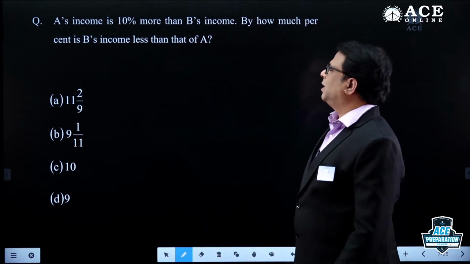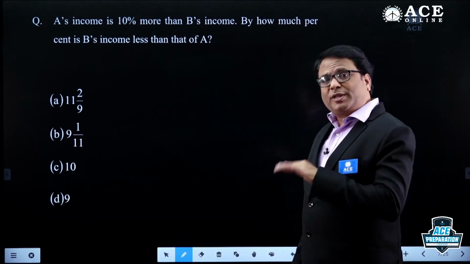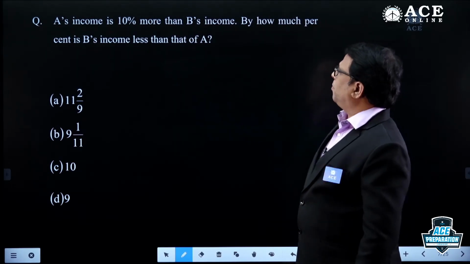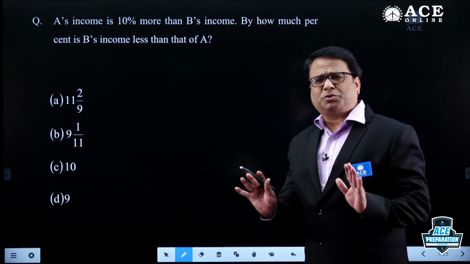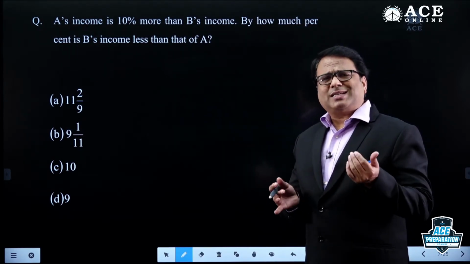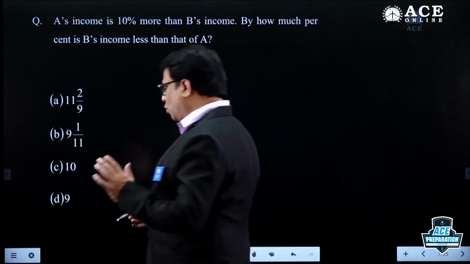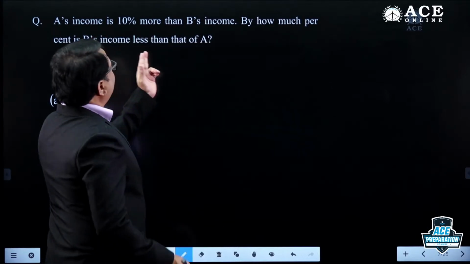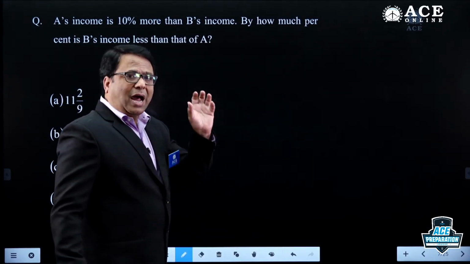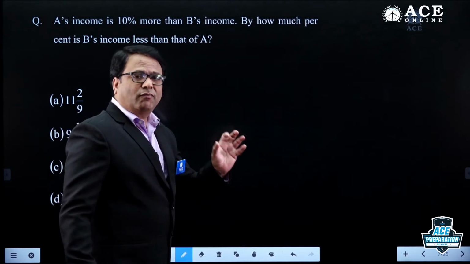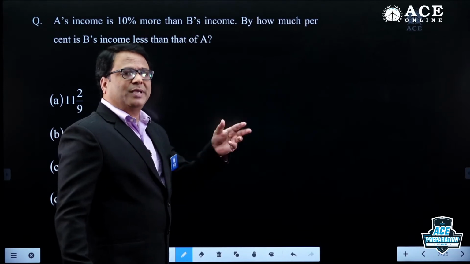This question. A's income is 10% more than B's income. By how much percent is B's income less than that of A? Similar question, but instead of more, he is asking us less percentage. That is the only difference. Okay, once again, we go for assumptions. A's income is 10% more than B's income. That means, unless we know B's income, we cannot write what is A's income. So I start with B's income.